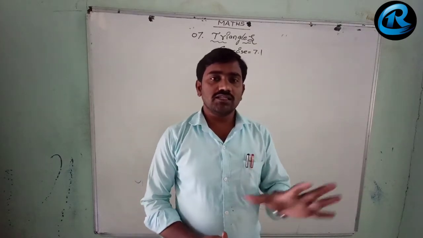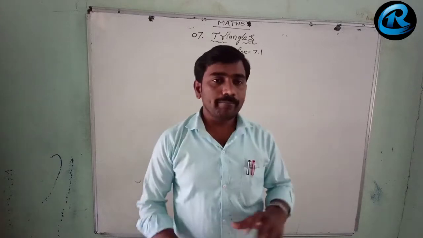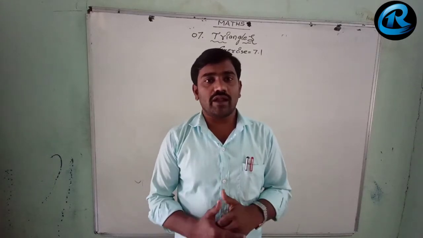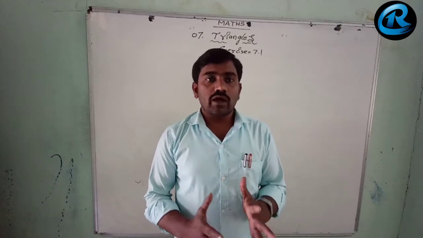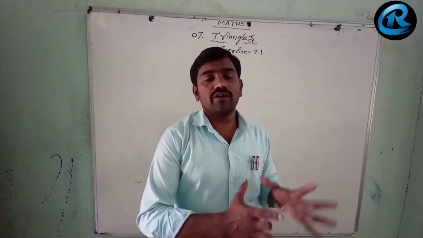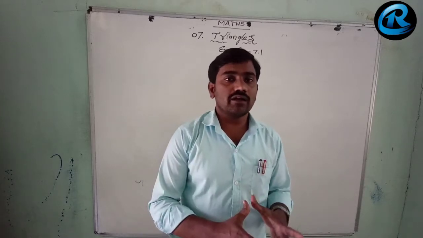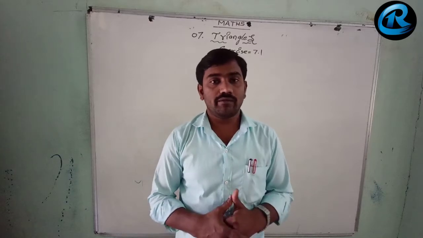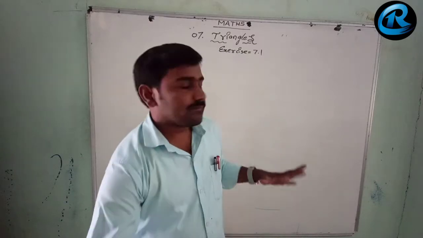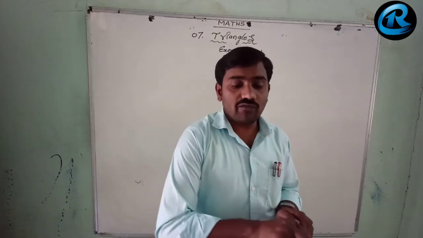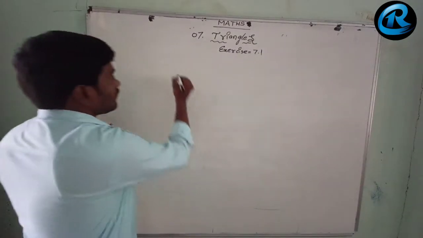Before learning this exercise number 7.1, we should know what a triangle is and what the properties of a triangle are. We have already done a video about the properties of triangles. Watch that video and then come to this video so that we can understand a little bit more. In this exercise 7.1, we'll learn about the word congruent of triangles.